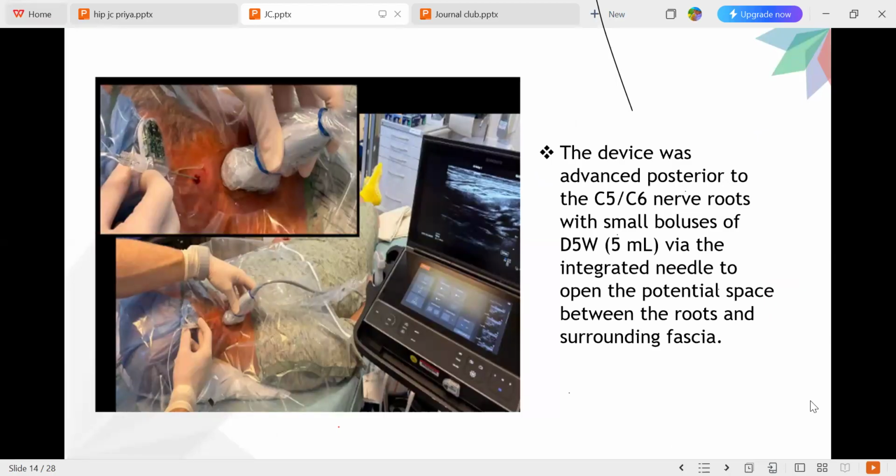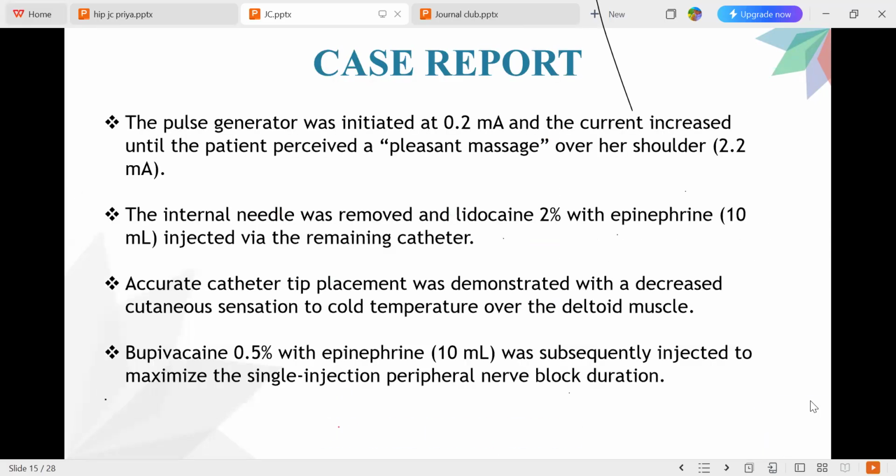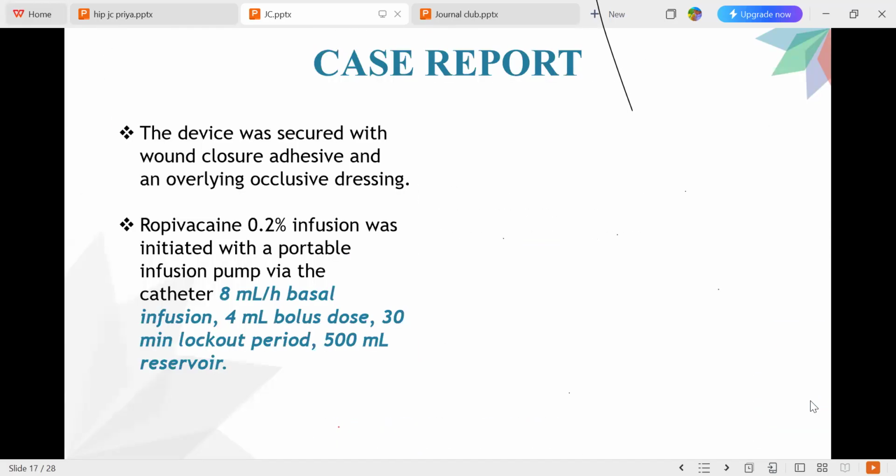So then they've given general anesthesia also, sir. Then they've started a baseline infusion of ropivacaine, sir, 0.2%. At what rate? 8 ml per hour basal infusion with a 3 ml bolus dose for 3 days, sir. So now the question is, without the block wearing off, they've already started a baseline infusion.